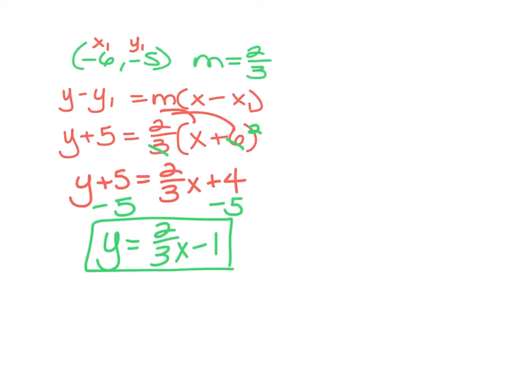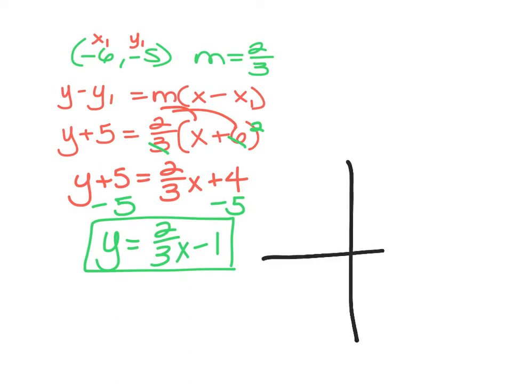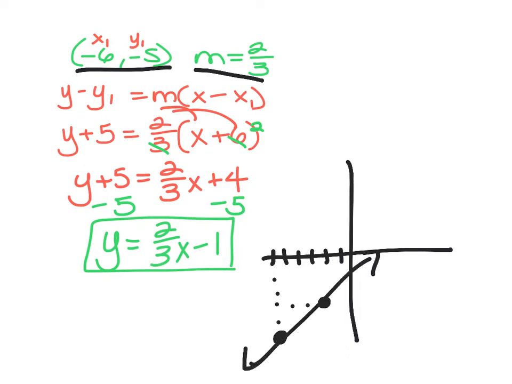So then when you go to graph that, you can either do the -6, -5, and the slope. So -6, 1, 2, 3, 4, 5, 6, 1, 2, 3, 4, 5, about there, up 2 to the right 3, and there's your line. Or you could use -1, which is here, up 2 and over 3, and it would run along that same point. So you can use either piece of information to graph your line. You're just graphing your line.